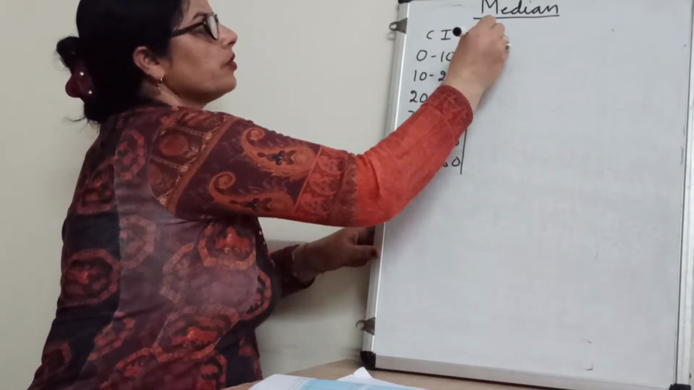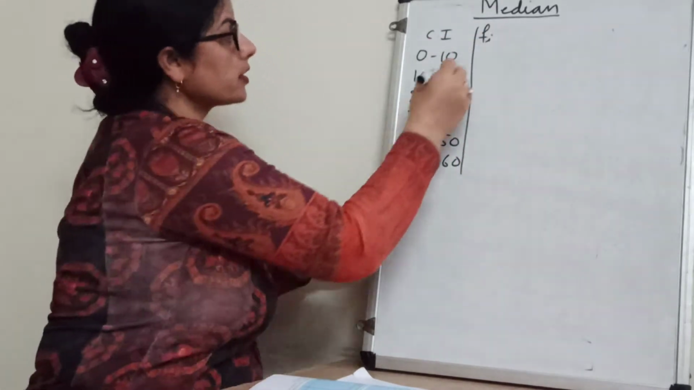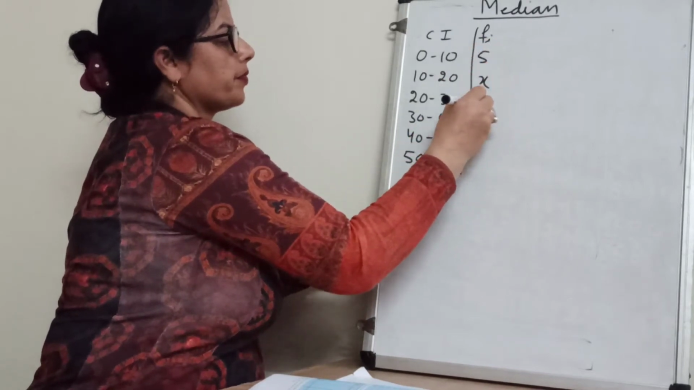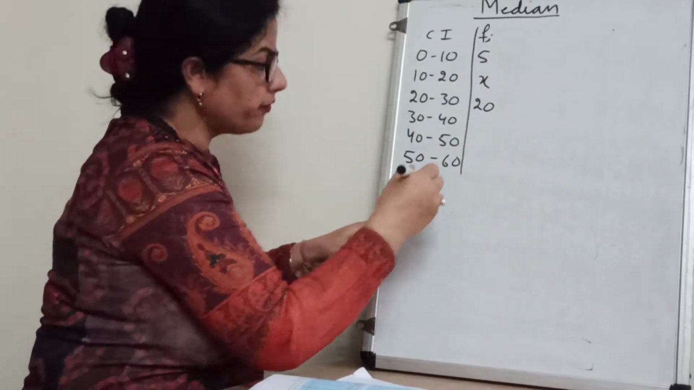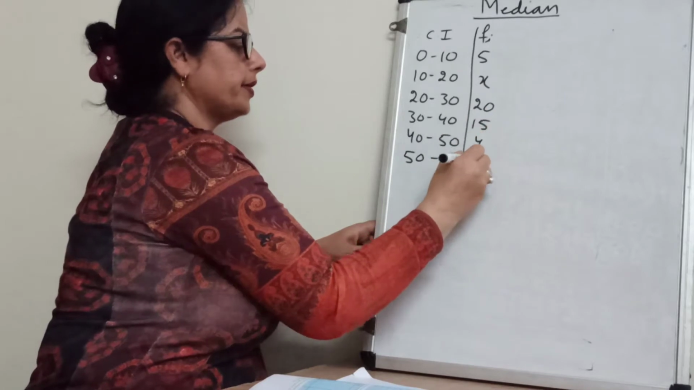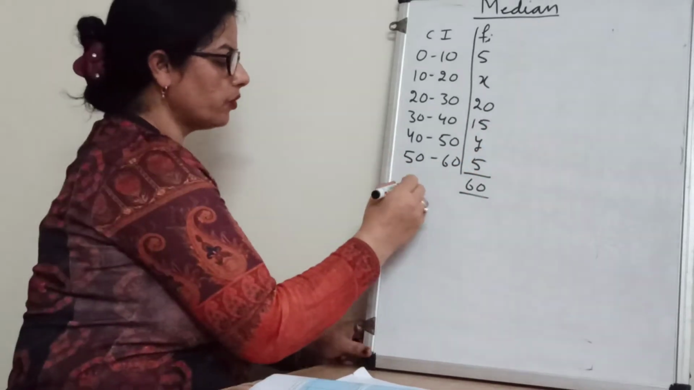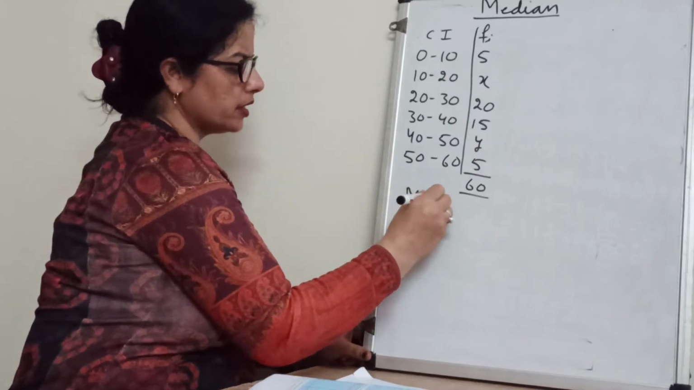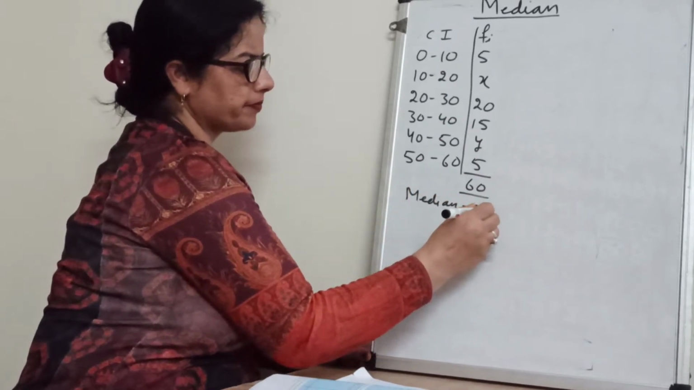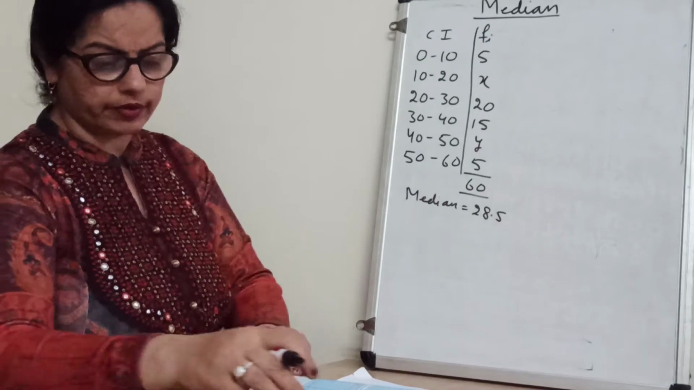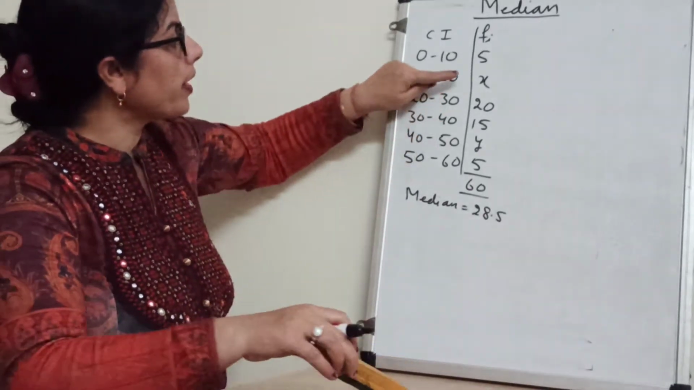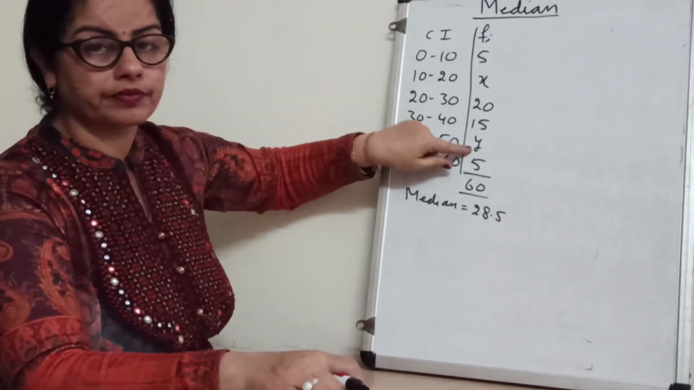Frequency is also given to us: 5, x, 20, 15, y, 5, and it is also given that the sum of the frequency is 60. One more thing is also given here, median is equal to 28.5. These things are given to us, and the question is to find the missing frequencies x and y.